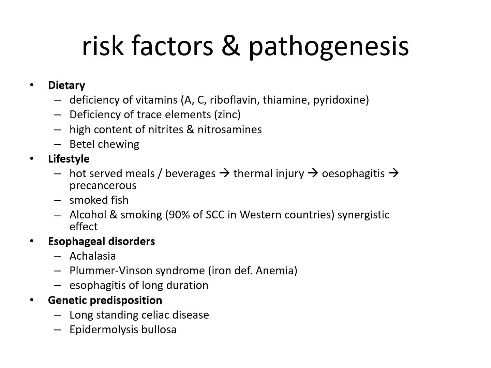Note that alcohol and smoking cause 90% of squamous cell carcinoma in Western countries, and there are synergistic effects between the two factors. Hot served meals or beverages can cause thermal injury and thus esophagitis, which can be precancerous. Other conditions include achalasia, Plummer-Vinson syndrome, esophagitis of long duration, deficiency of vitamins, deficiency of trace elements, high content of nitrites and nitrosamines, and betel nut chewing.